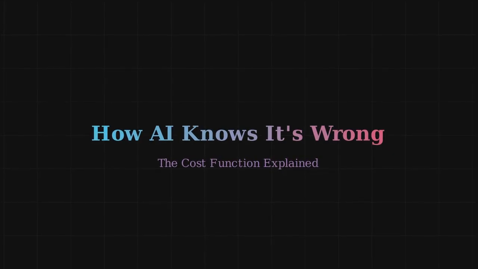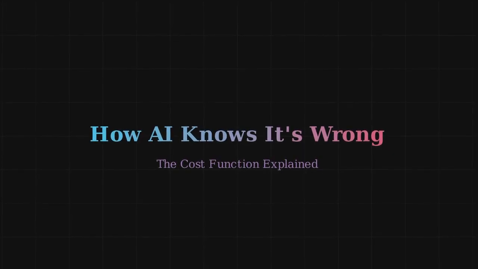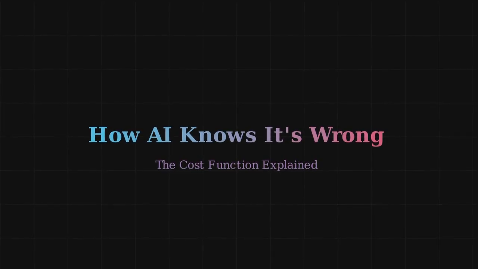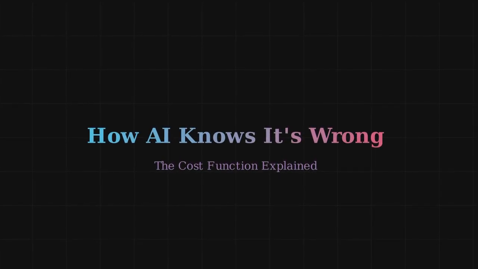Models learn by measuring mistakes. A cost function is a mathematical penalty score showing how wrong the model is. Today, we explore mean squared error and cross-entropy.